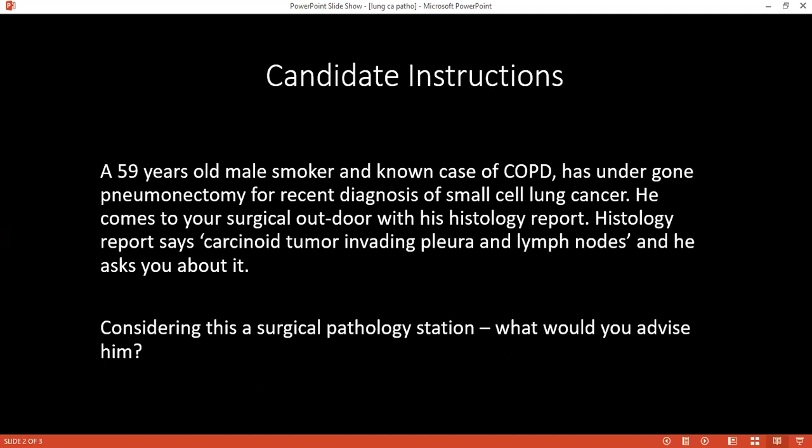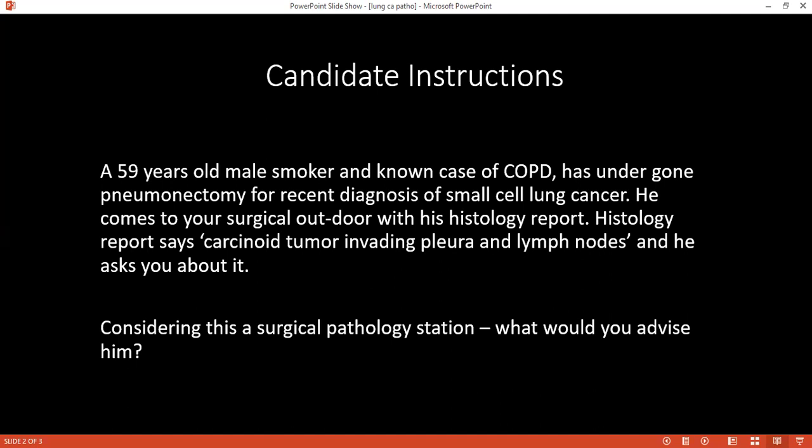Right, so if you have read and understood the surgical pathology station, kindly tell me what is carcinoid tumor? So carcinoid tumor is a malignant tumor of the enterochromaffin cell.